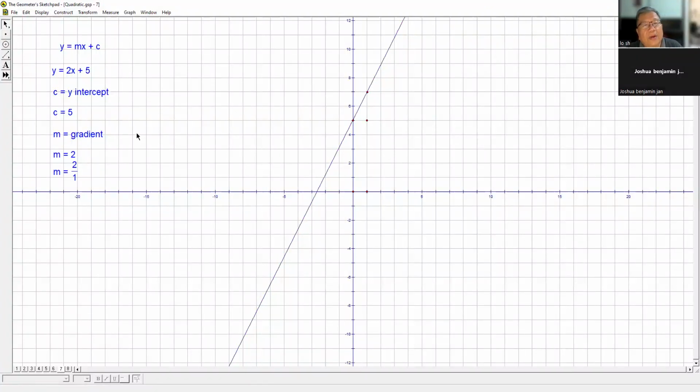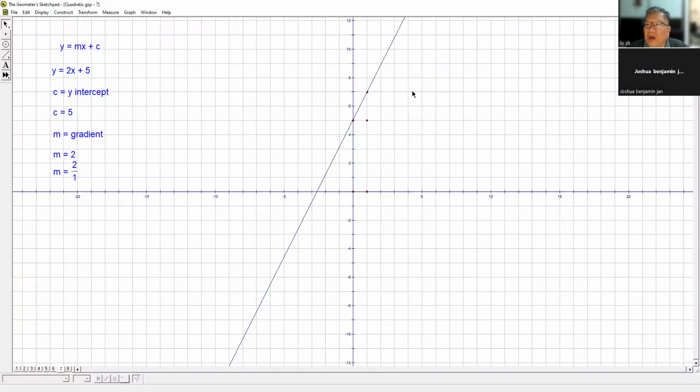One more time. How to start drawing this line, y equals 2x plus 5? First, you start with the y-intercept. Y-intercept is 5, then you use your pencil and mark the point, y equals 5, along the y-axis. Then you take the gradient. M is the gradient, M is 2. 2 is actually 2 over 1. So you go across 1, then you move up 2. Then you dot these two points.